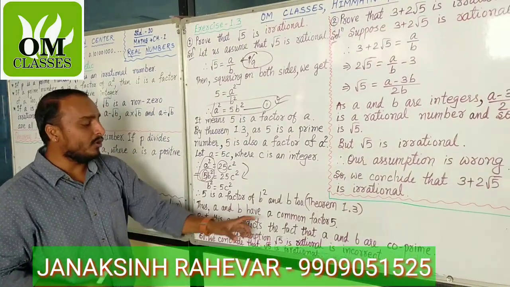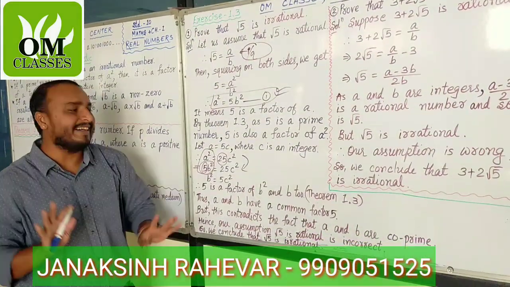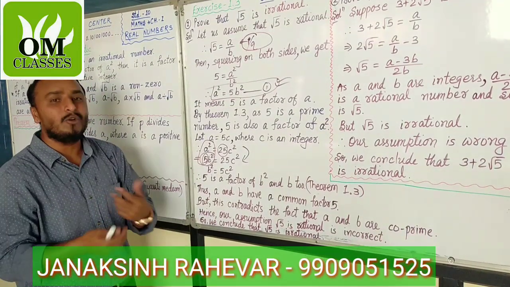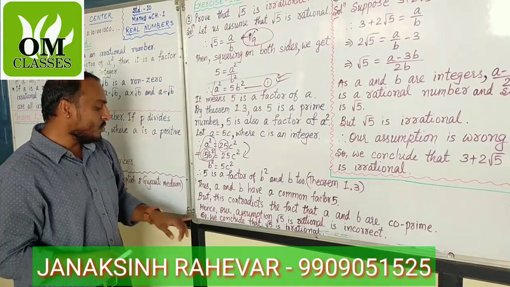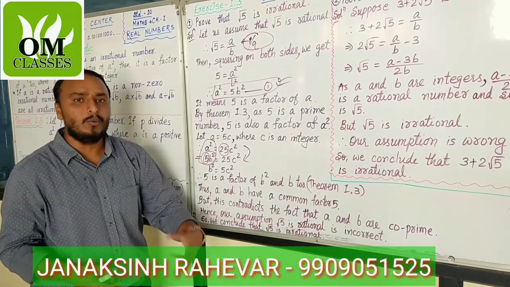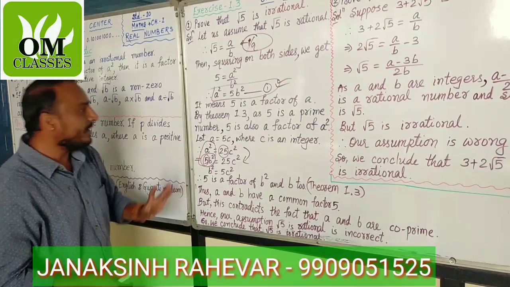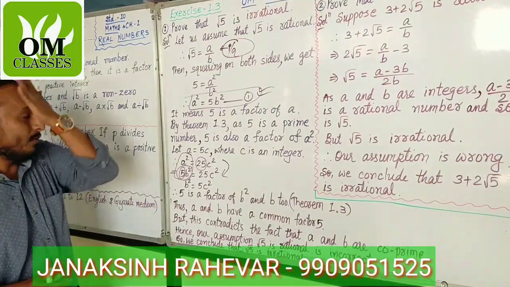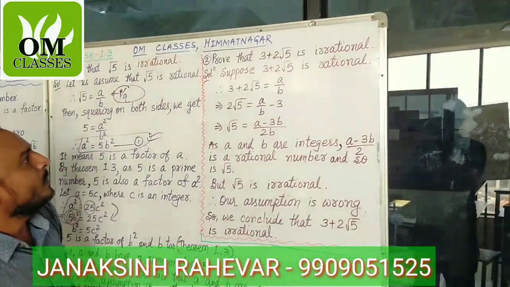Hence our assumption root 5 is rational is incorrect. Root 5 rational नहीं हो सकता है because they have common factors. So we conclude that root 5 is, जब rational नहीं है तो क्या होगा, वो irrational. So this way we can solve this sum. Now let's move to question 2.